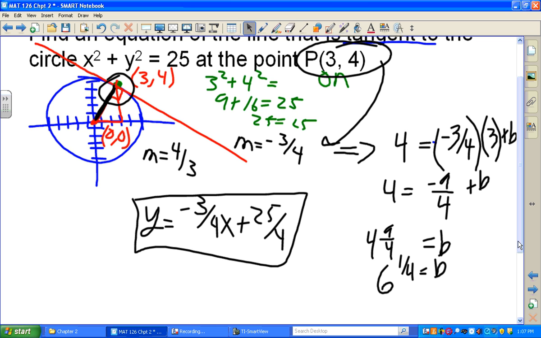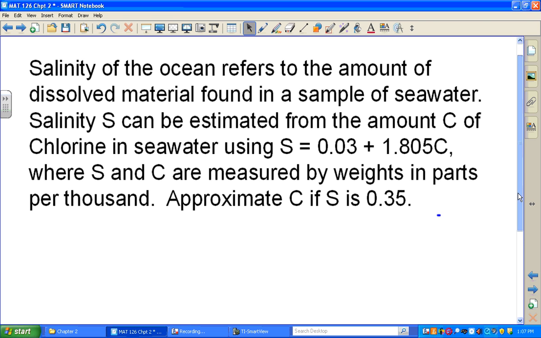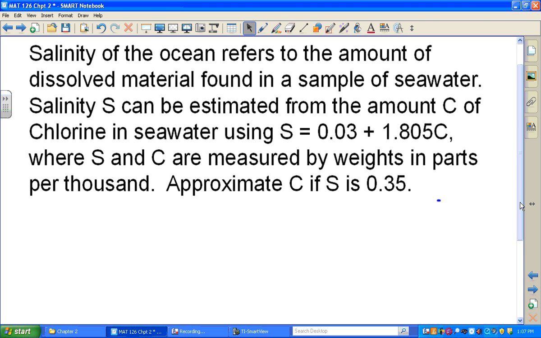Six minutes left. Is that enough time to accomplish the salinity of the ocean question? Wait, it's going to be something like this. Oh, so salinity. Oh, come on. Approximate C if S is 0.35. What do you do? Yeah, you put it in the equation and solve.